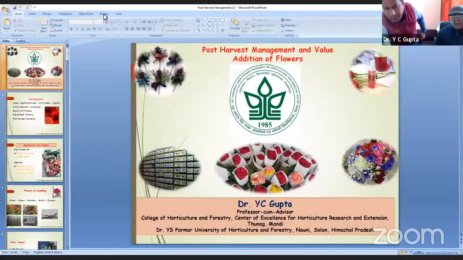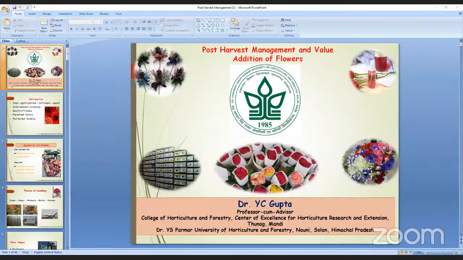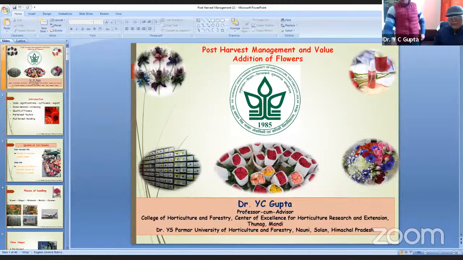I would like to start my presentation on post-harvest management of cut flowers. In this there are several segments. Quality of flowers definitely plays a very important role in post-harvest management. Pre-harvest factors and post-harvest handling are the most important things to be thought about.